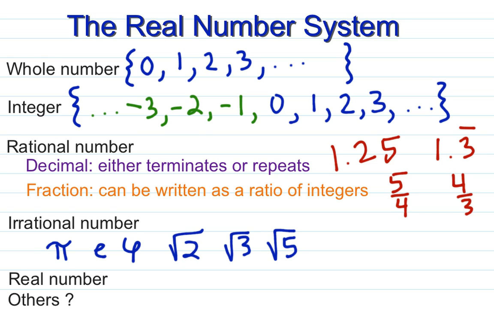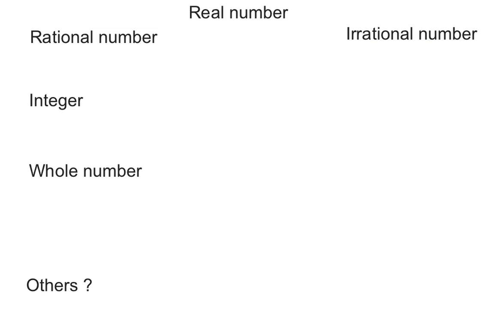All of these numbers, rational and irrational numbers, all fit under the big category of real numbers. And that's what we've been talking about as the real number system. Now the question becomes, are there other numbers besides real numbers? Well, yes, there are, but these won't be tackled until a later math class.